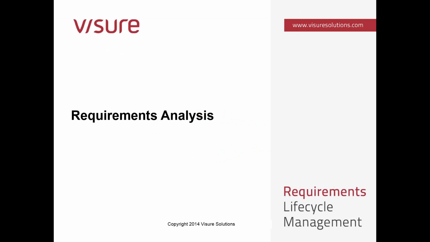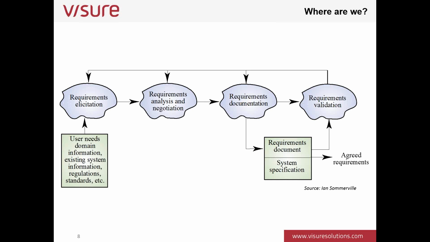What we are going to do today is, first of all, locate ourselves. Where are we? This is a diagram that I have picked from Ian Sommerville, a guru when talking about requirements, of course. You can see in this diagram the 4 main activities in requirements engineering: elicitation, analysis, documentation, and validation. Basically, in the requirements engineering process we take as the entry point the user needs, the domain information, the existing system information, regulations, standards, laws, etc. We're going to use that as our entry point.